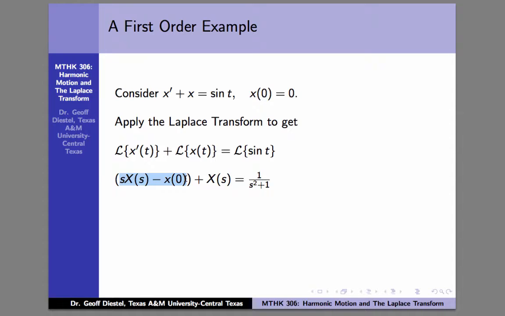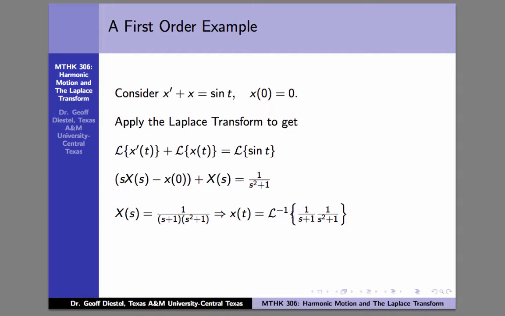That's our initial condition. The second term is just the Laplace transform of X, which we're denoting again by capital X of S. And the Laplace transform of sine t, we have that formula as well. So it's 1 over S squared plus 1. Since x of 0 is 0, this simplifies. Solve for x of s, we just get a product of two functions, 1 over s plus 1 and 1 over s squared plus 1.